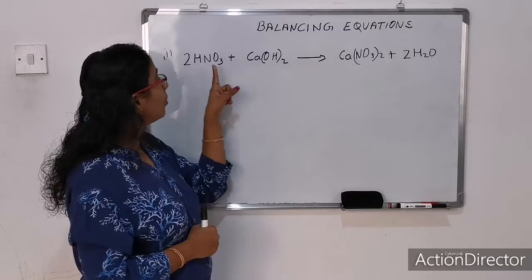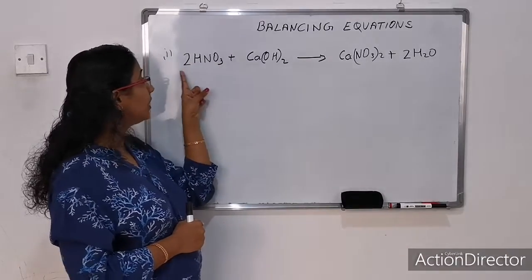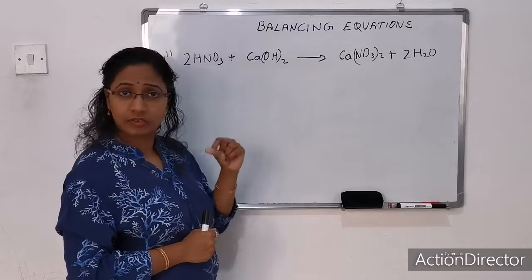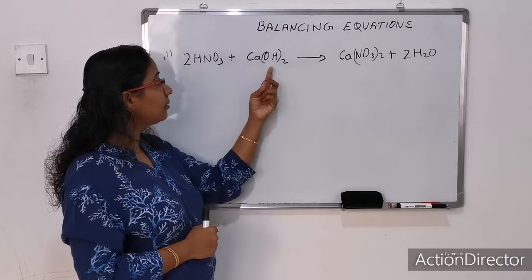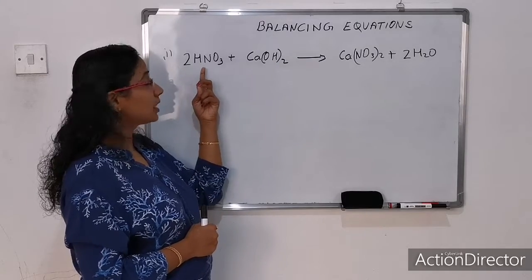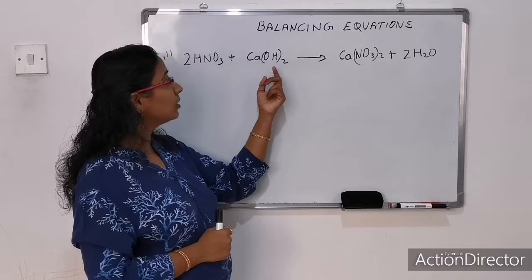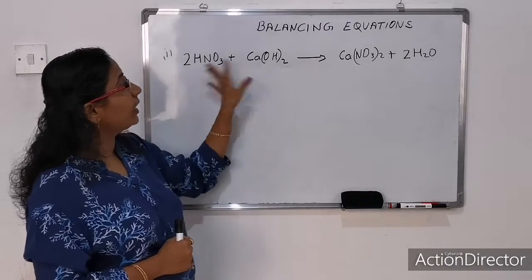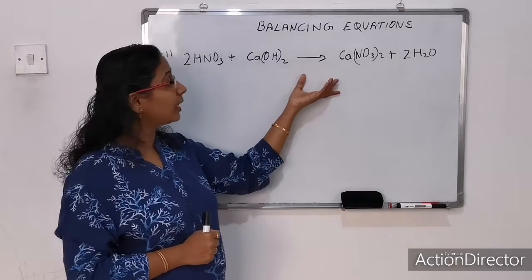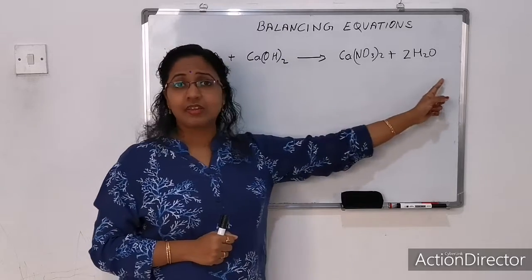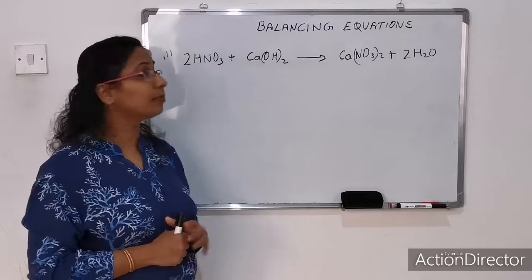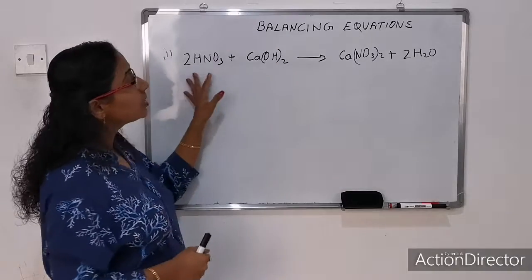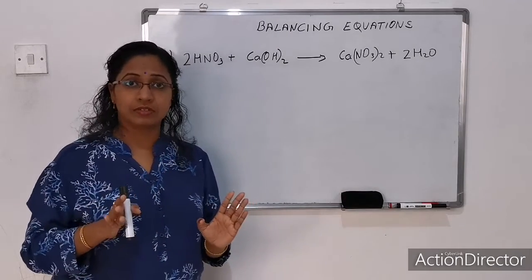Now O. I have already checked O over here, and after checking this I didn't make any changes. So I need not check O again. Then H. It is also the same. After checking this I have not made any change. So this will be the same only. Clear? If you were required to make any change while checking Ca, you would have to start again from the beginning and check whether the number of each element is the same or not. Clear? So this equation is now balanced.